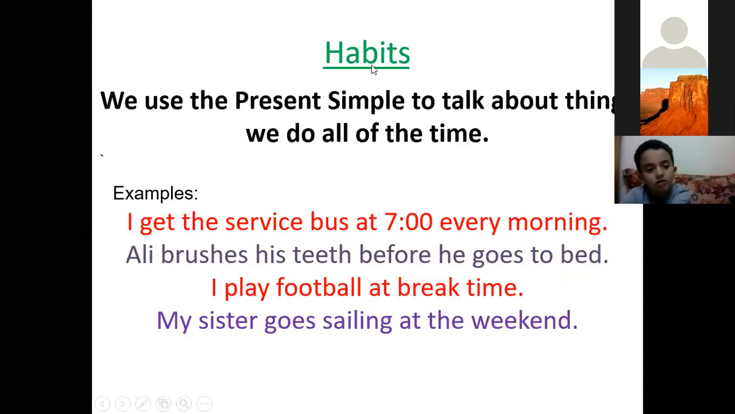We use present simple to talk about habits. Habits are things that we are always doing. For example, Ali brushes his teeth before he goes to bed. I play football at break time. These things are done over and over again and again and again.